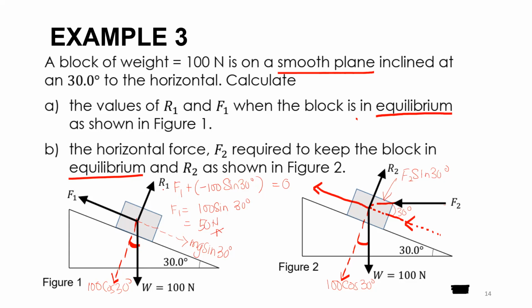Okay, fine. Then for R, we understand that R1 should be equivalent to 100 cos 30 degrees. So cos 30 is 0.8660, so that gives 86.6 Newton. Okay, right. So what about here?